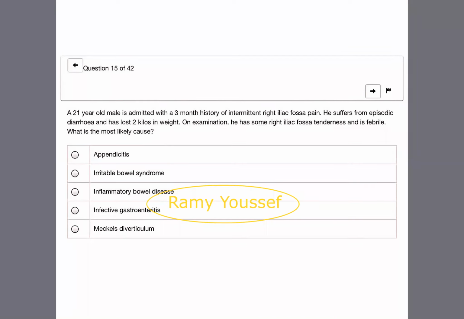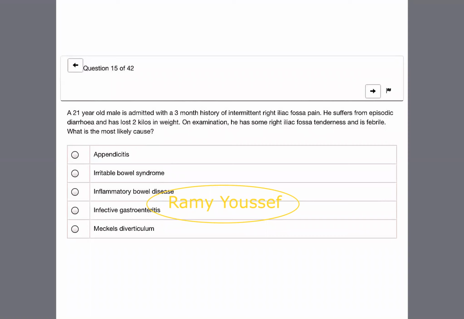A 21-year-old male is admitted with a 3 months history of intermittent right iliac fossa pain. He suffers from episodic diarrhea and has lost 2 kilos in weight. On examination, he has some right iliac fossa tenderness, and he is afebrile. What is the most likely cause? I think because of weight loss and diarrhea, it's going to be IBD. Yes, exactly.